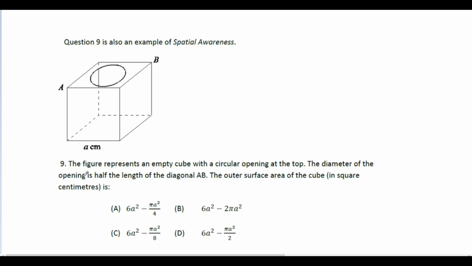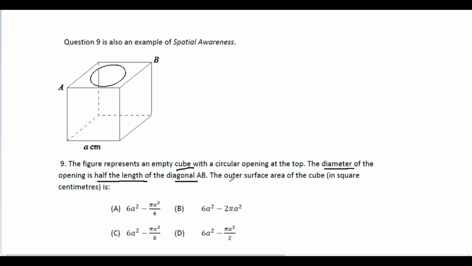Okay, so the figure represents an empty cube with a circular opening at the top. The diameter of the opening is half the length of the diagonal AP. Very complicated if you don't know what any of those means. The outer surface area of the cube is one of those.